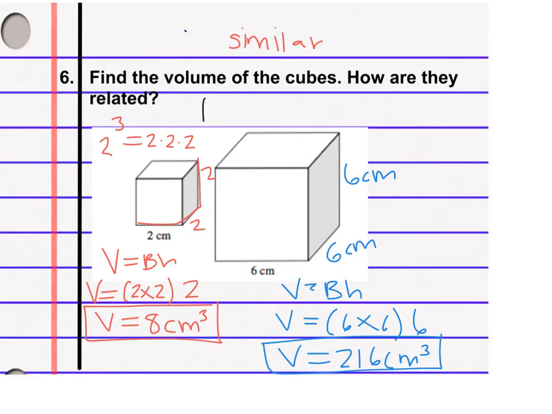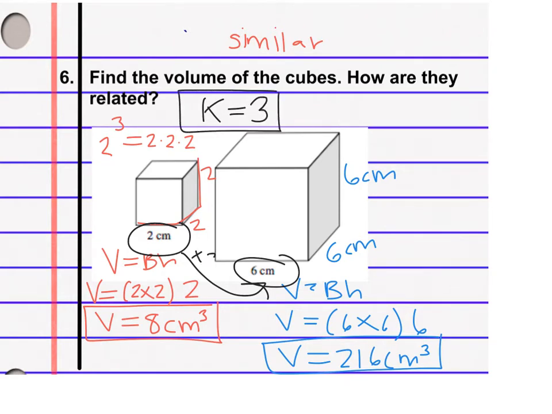So let's think back to our similar figures, our scale factor. So how do I go from 2 to 6? The side lengths, how are they related? I would say the scale factor is 3. 2 times 3 gives me 6. So the side lengths are related by a scale factor, or k, of 3. How are the volumes related? 8 and 216. How are those related?